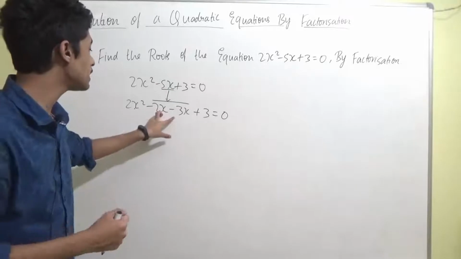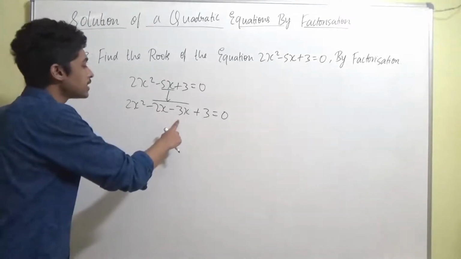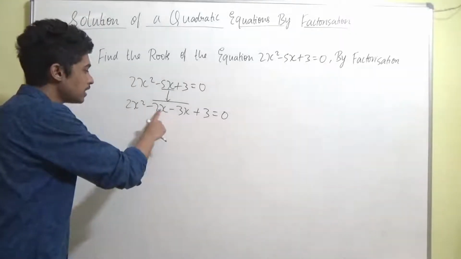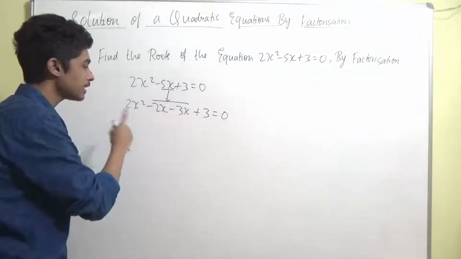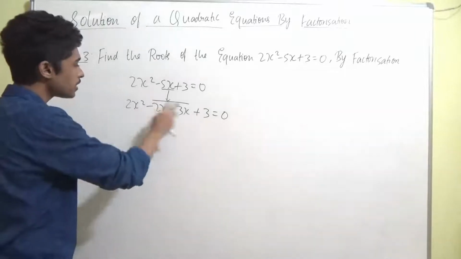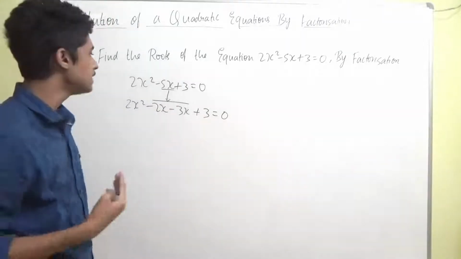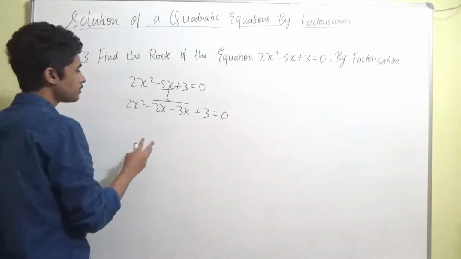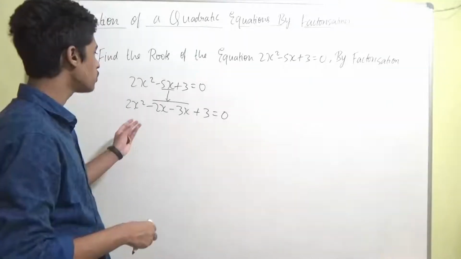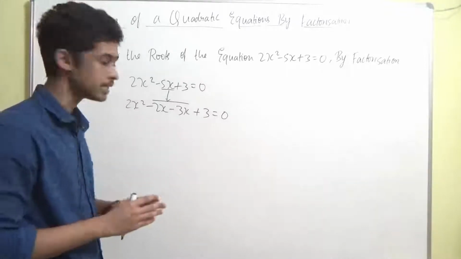And if you multiply them, minus 2x into minus 3x: minus into minus becomes plus, 2 into 3 becomes 6, x into x becomes x square, so it becomes 6x square. Also, if you multiply the first and the last term, you again get 6x square. So that's the thing, guys. So now let's start. The splitting step is over.